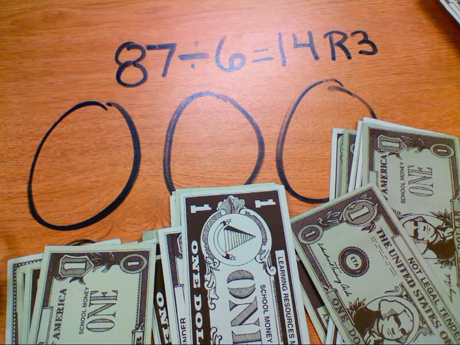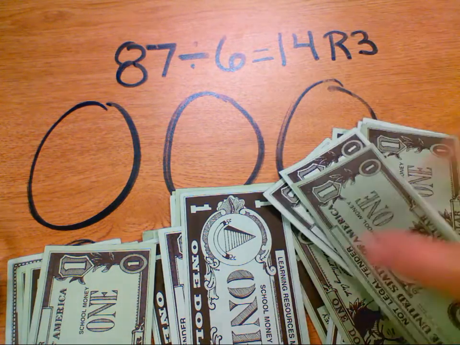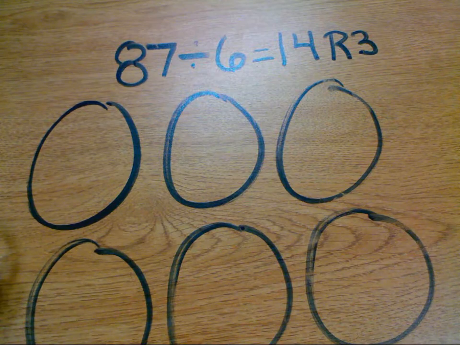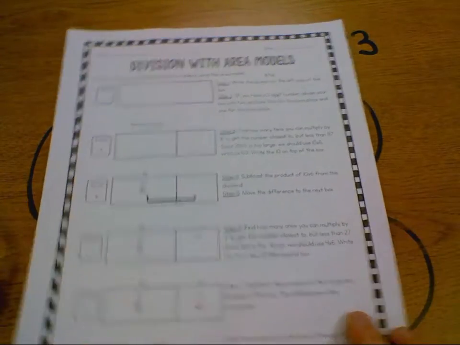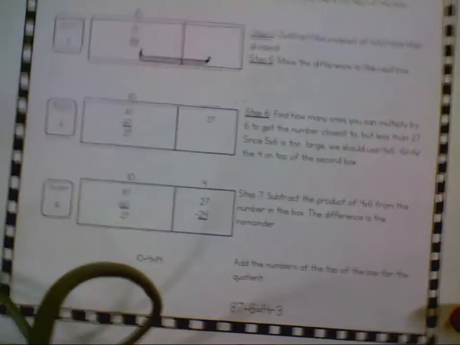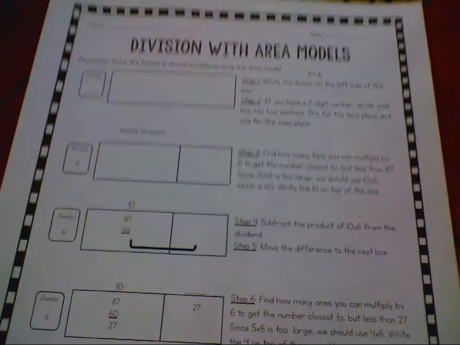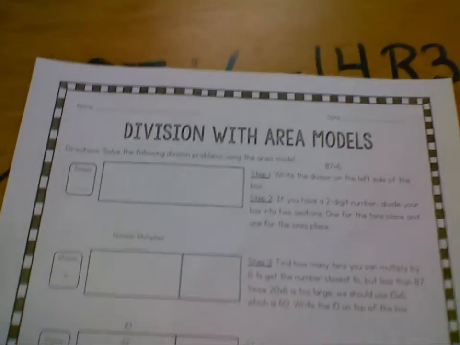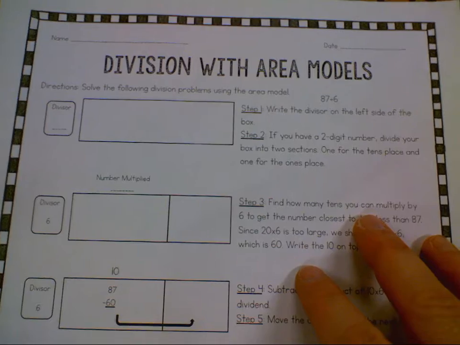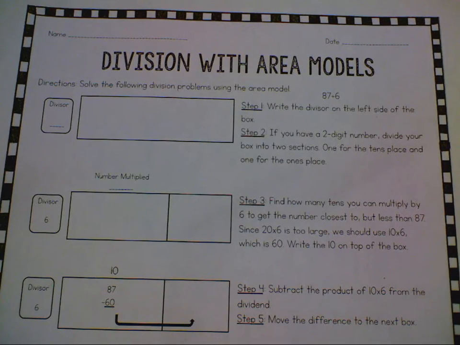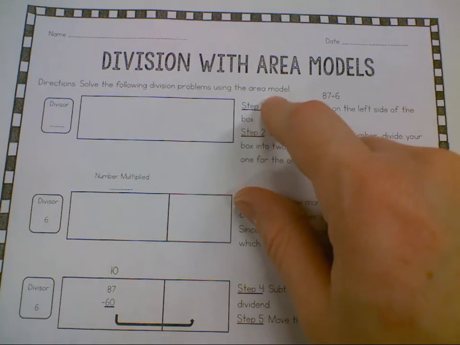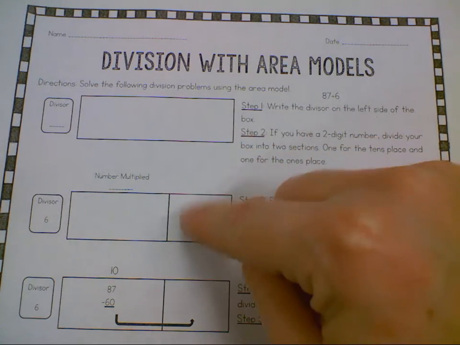Okay, so how can we transform this into the area model? Okay, so I'm going to use the same exact problem that I just did on the table. And now you need to have your sheet with our division with area models. Okay, and I'm zooming it in so that you can see each piece by piece. Okay, so you're going to do this with me as you watch this video. Okay, so the directions say to solve the following division problems using the area model. As you can see, it looks very similar to our multiplication.